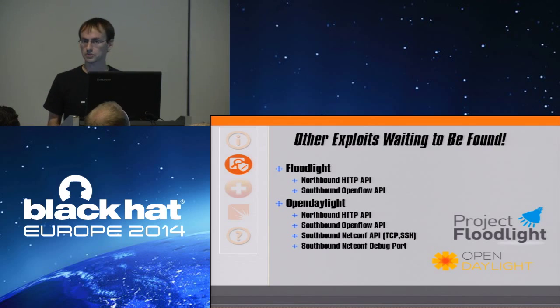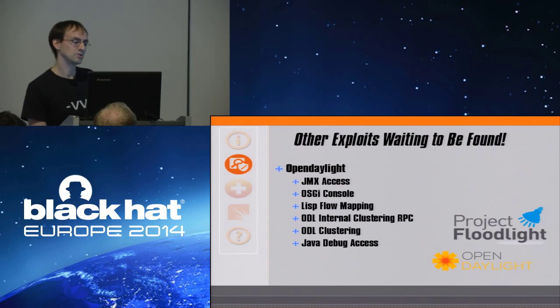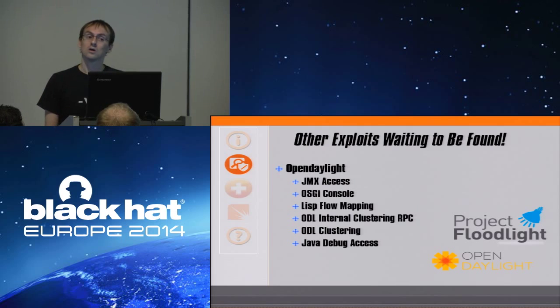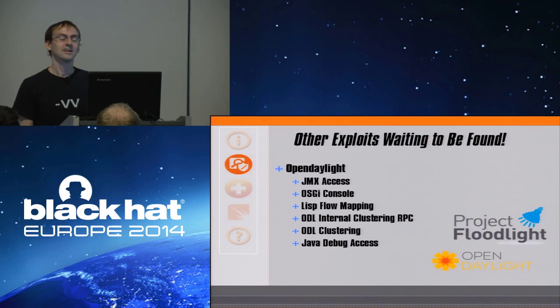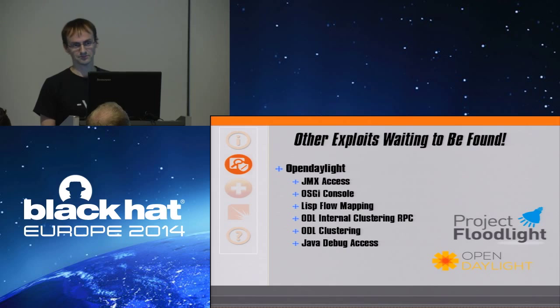All right, so there's also the southbound OpenFlow API. OpenDaylight has a whole lot of other services. We talked about the SSH version of the netconf API. We have the usual suspects we talked about: the northbound HTTP API, the OpenFlow API in the southbound, the netconf debug port. Debug ports. All right, so JMX access, OSGi console, a whole lot of other services. What do you know? They're also XML-based, and they're being run by Java. So you can guess what you might find there. So go out there, find them. We got to poke at these things. These things are going into production. We need to make sure they're safe. We need to demonstrate this so that they fix these problems.